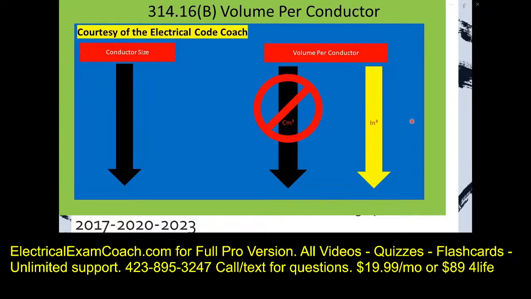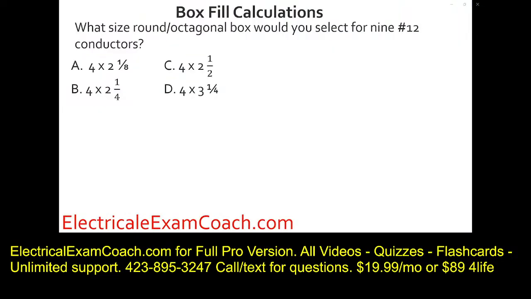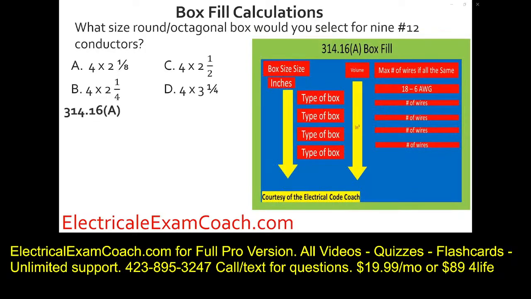cubic inches that you can fill, and each conductor and device takes up so many cubic inches of that box. Now, let's do some practice questions and get to it. What size round octagonal box would you select for 9 number 12 conductors? For this one, we're going to be using Table 314.16a.